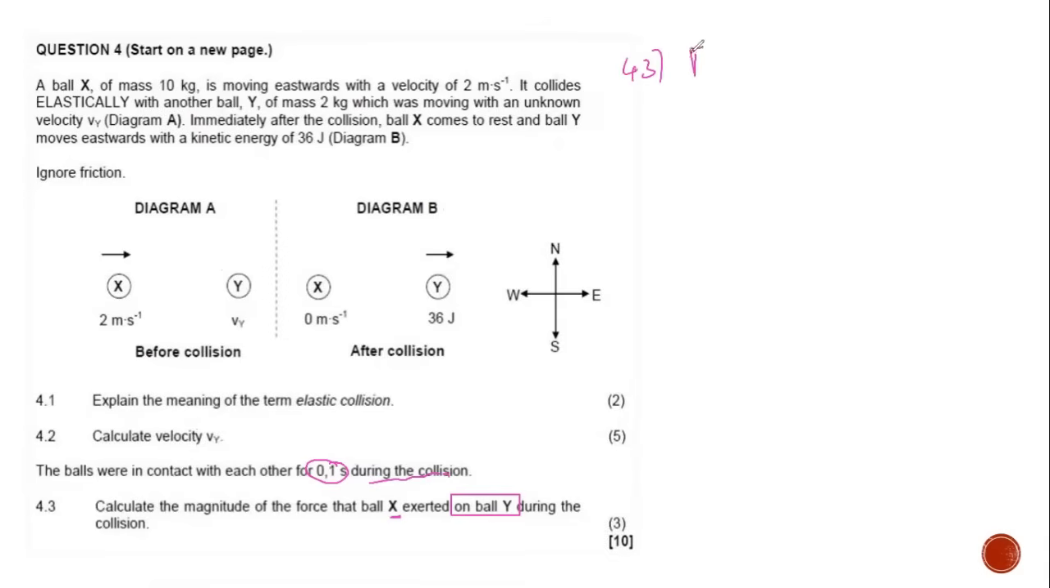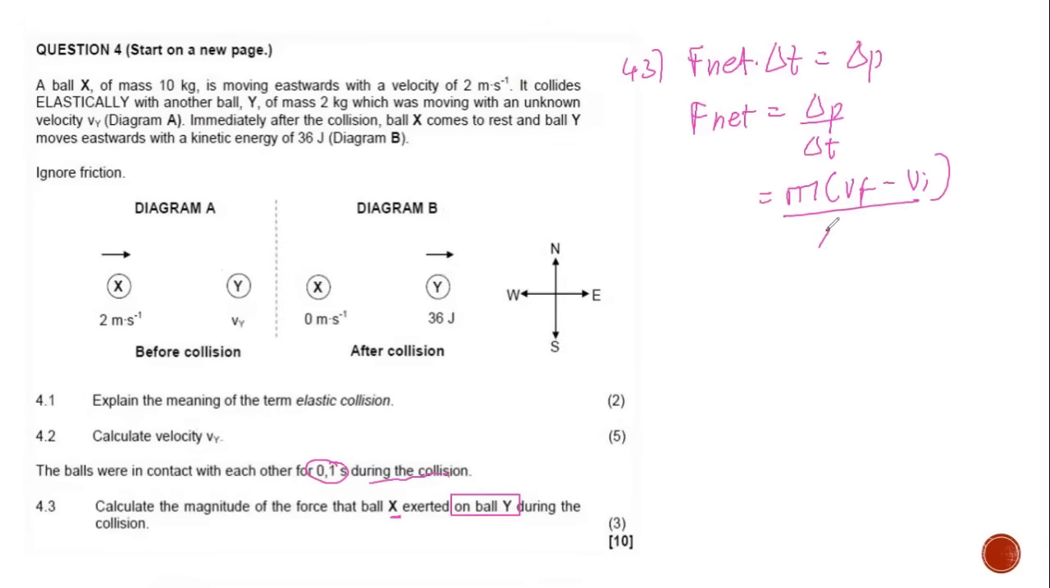Then 4.3, that's your F net delta T is equal to change in P, which you need to manipulate to F net is equal to change in P over delta T. Now this is m(Vf minus Vi) over delta T. So it's on ball Y, which means I'm using the information for ball Y.